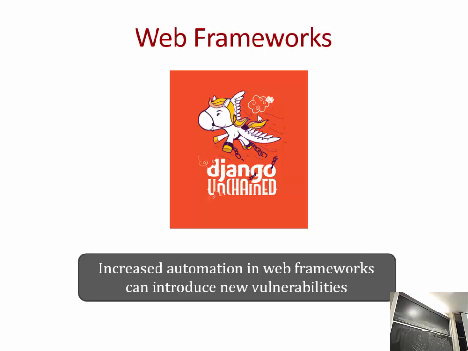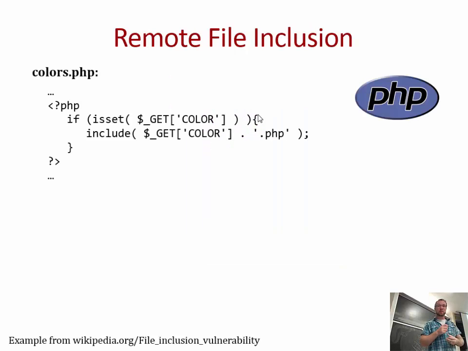But of course, as we add more automation, you get new stuff. For instance, here's a PHP code. Anybody familiar with PHP here? Some people looked up. Yes. Can anybody find a way to exploit this vulnerability over here? First off, what is the vulnerability?